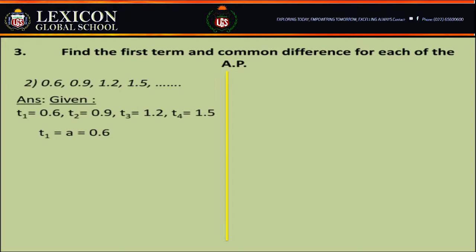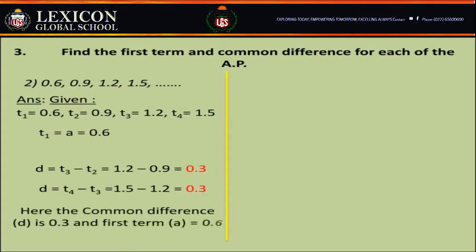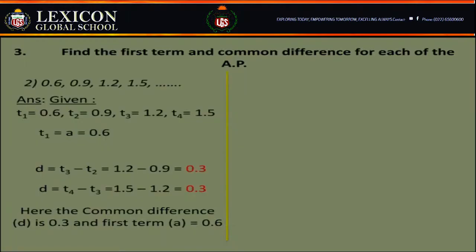Now let us find out the common difference. So to find out the common difference, what am I going to do? I'm going to subtract T3 minus T2. That is 1.2 minus 0.9 will give me 0.3. Similarly, T4 minus T3 will give me 1.5 minus 1.2 is equal to 0.3. As the common difference is same, therefore the common difference is 0.3 and your first term, that means A, is 0.6. Let us consider the fourth example, fourth sum now.